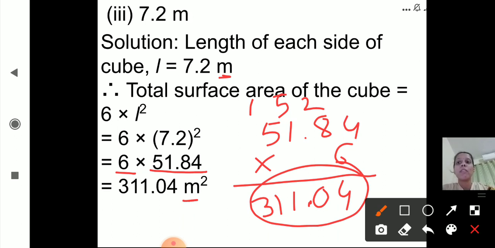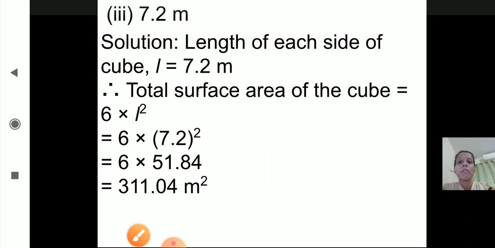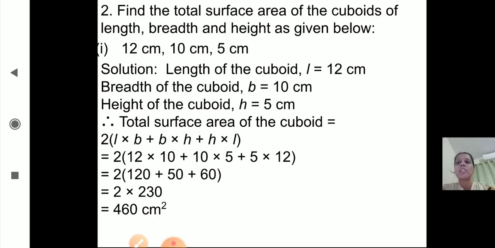Okay, hope you are clear with both the sums. We have completed first and third sum. The rest of the sums in question number 1 are for homework, that I will tell you afterwards. Okay. Now we'll start with second question. Practice set 47, question number 2. Okay, we have completed 2 sums from question number 1. Now we'll start with question number 2.